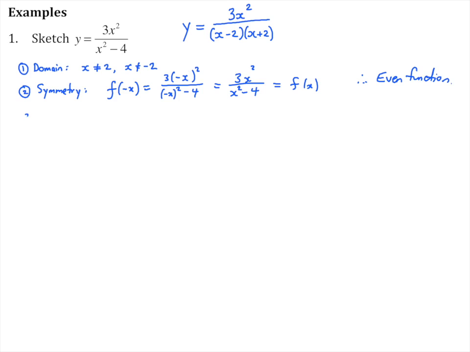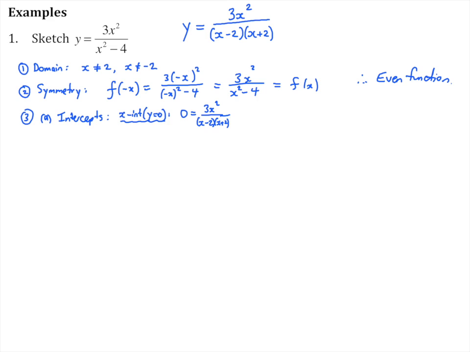Let's go to step 3. Step 3 says find the intercepts first. So if I'm going to find any x-intercepts and y-intercepts, to find the x-intercept, I'm going to let y equal 0 in the original question. So it becomes 0 equals 3x squared over (x take 2)(x plus 2).